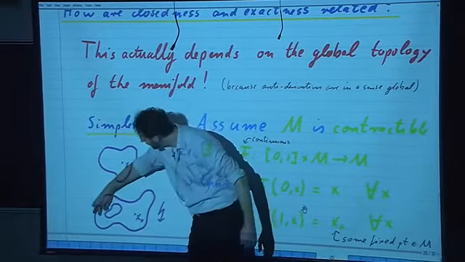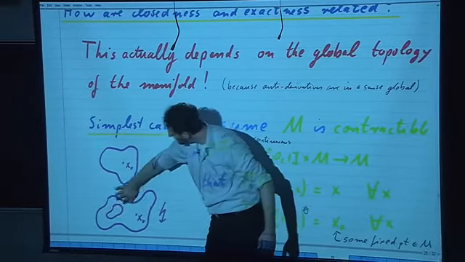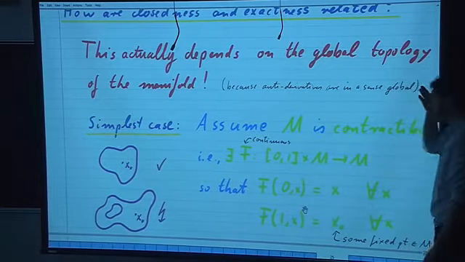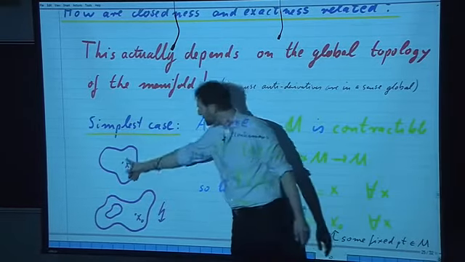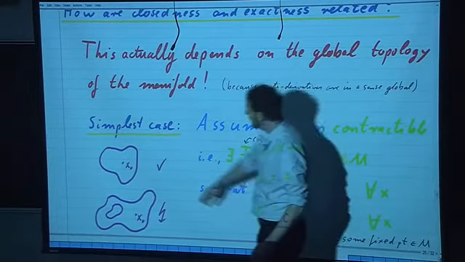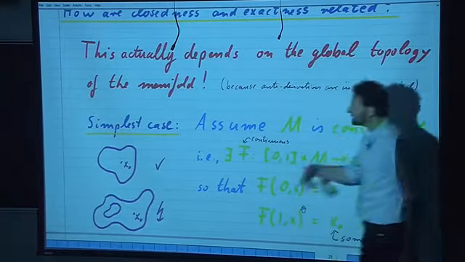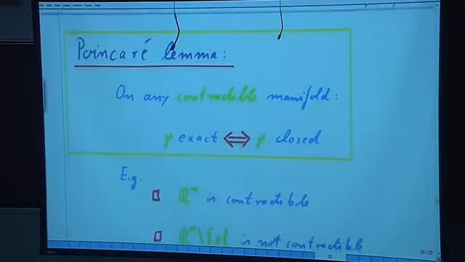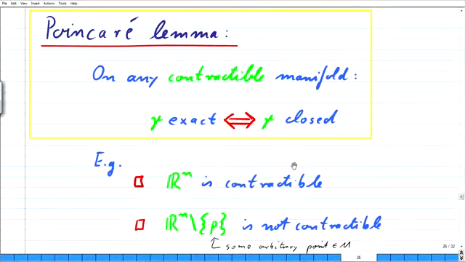It has to rip apart in order to clear up the space down here. And that ripping cannot be done continuously. So that's a contractible manifold, and that's not a contractible manifold. And it turns out that for contractible manifolds, exact is the same as closed. That's the Poincaré lemma. It says that on a contractible manifold, if a differential form is exact, then and only then it is also closed.